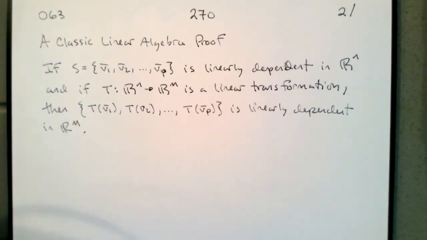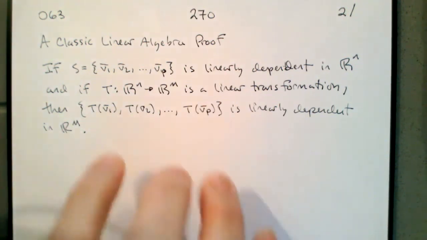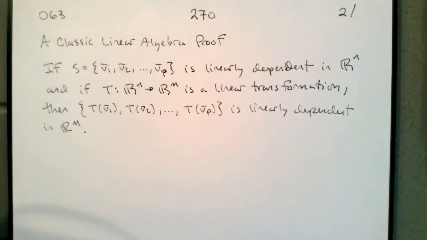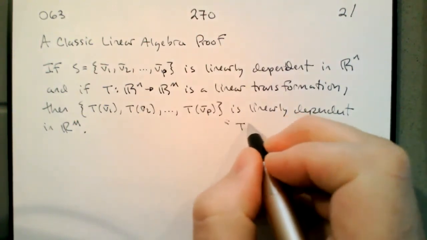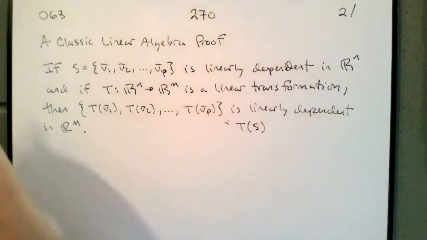So what we want to do is take the two pieces of information that we're given. We're given that S is a linearly dependent set, and we're given that T is a linear transformation. And we want to take everything that we know about those two givens and somehow combine them to get what we want, the conclusion that this set of vectors is linearly dependent. I'm going to give this set of vectors a name. So I'm going to say this is the set of images of all the vectors in S.